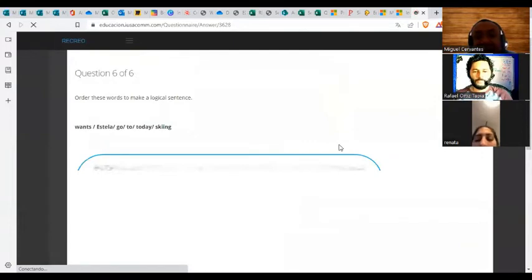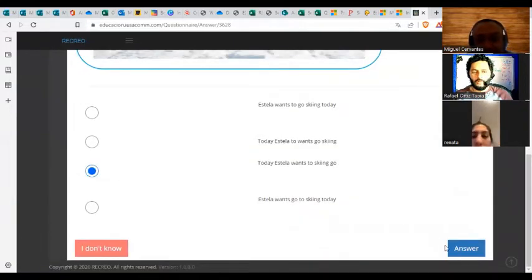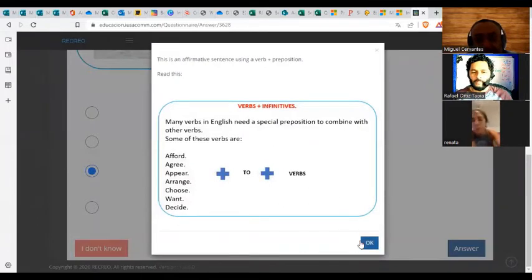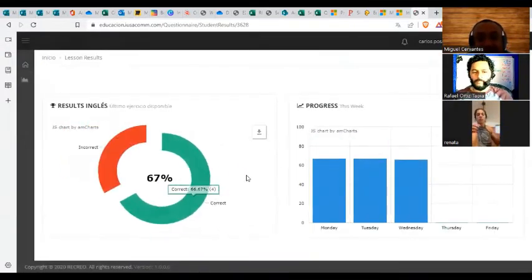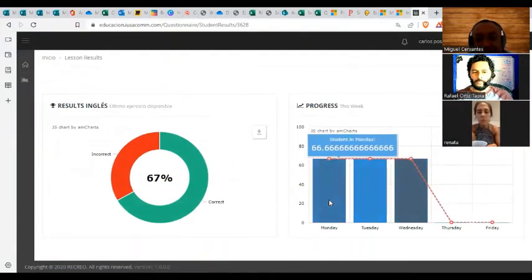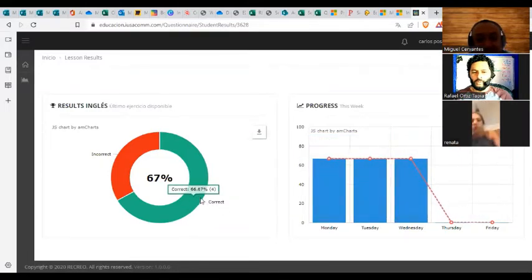Y al final, mira, te va a dar tu resultado. Aquí sigues contestando y te va a dar tu resultado por día. Mira, en este caso, ese alumno está atrasado. Ya es viernes y apenas va contestando miércoles. El miércoles obtuvo 66.6% correcto y de incorrecto 33.3.